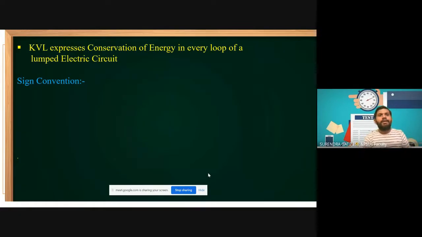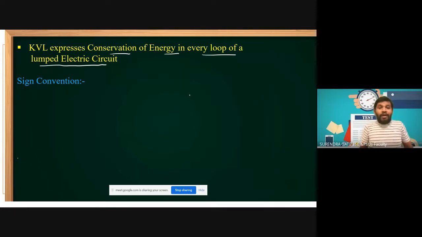Next, students. KVL expresses conservation of energy in every loop of a lumped electric circuit. KCL is the law of conservation of charge at a node, but KVL is the law of conservation of energy in a loop. That is the difference. I will also show that proof, but up to now, remember this point.